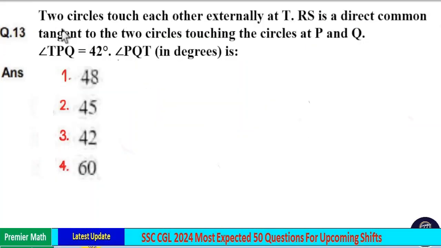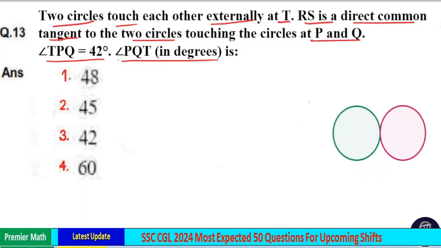So your answer is 140. Next question: two circles touch each other externally at T. RS is a direct common tangent to the two circles touching the circles at P and Q. Angle TPQ is 42 degrees, find angle PQT in degrees. Here, we can solve this question in two methods.